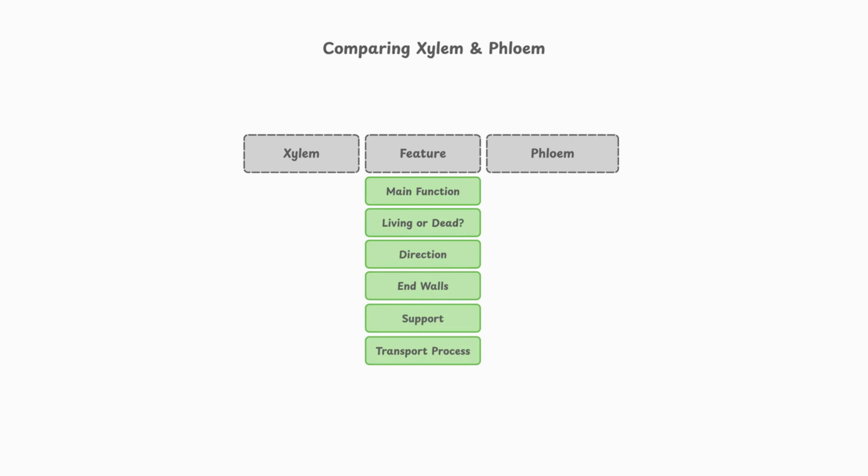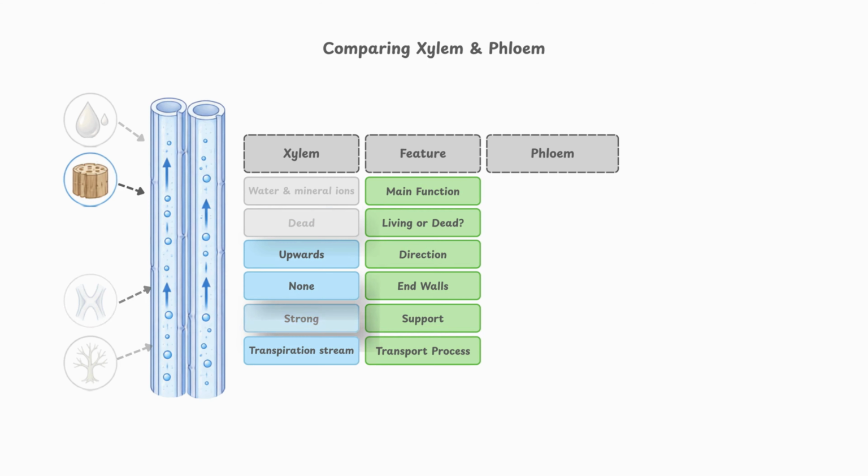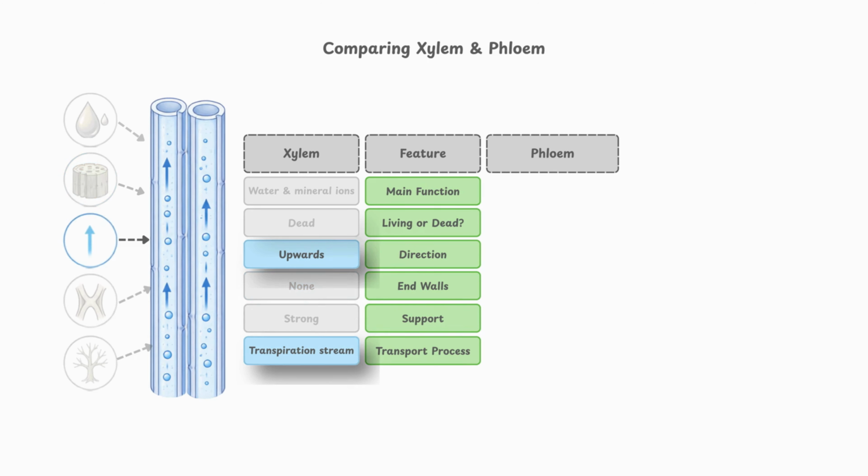Xylem and phloem are placed side by side, so we can clearly compare how each tissue is adapted for a different transport job. Xylem is shown on the left in blue. Its job is to transport water and mineral ions from the roots up to the leaves. Xylem cells are dead when mature, forming strong hollow tubes with no end walls. This allows water to move upward in one direction through the transpiration stream.